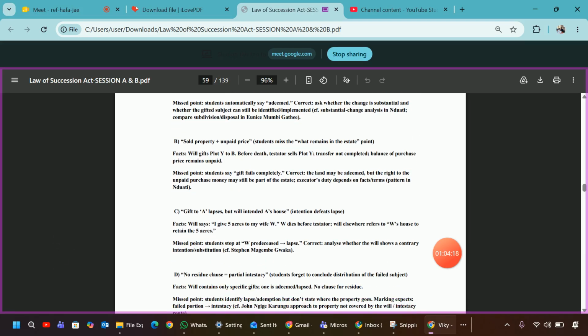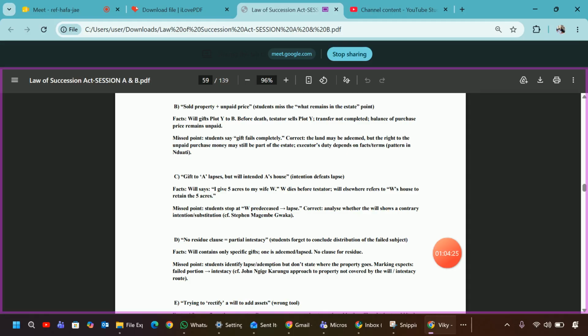Next, the gift to A lapses, but the will intended A's house. Intention defeats lapse. The facts are that a will says, I give 5 acres to my wife W. W dies before the testator. The will elsewhere refers to W's house to retain the 5 acres. So students stop at W, predeceased, and say lapse. The correct position is to analyze whether the will shows a contrary intention or substitution.